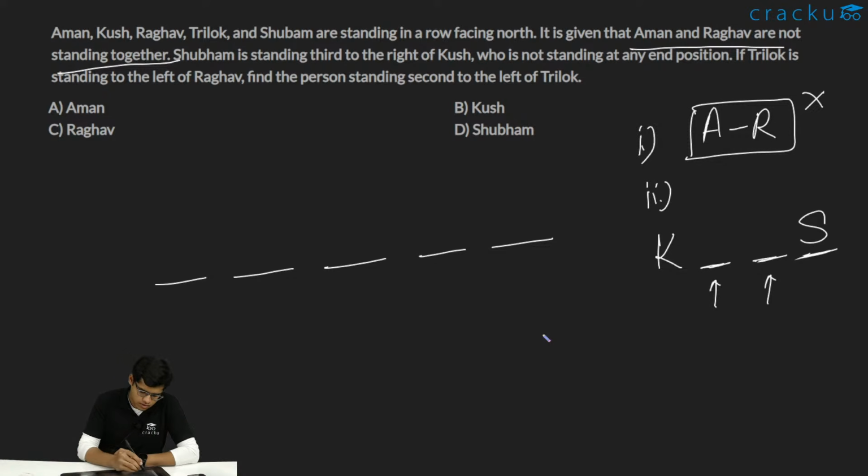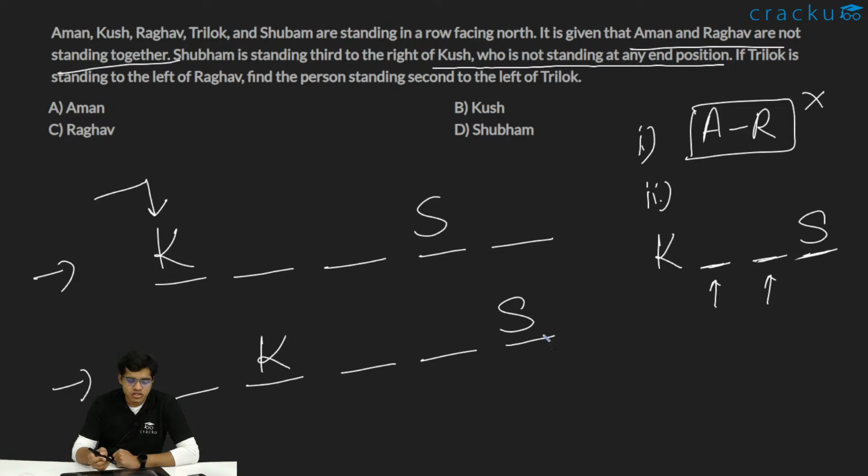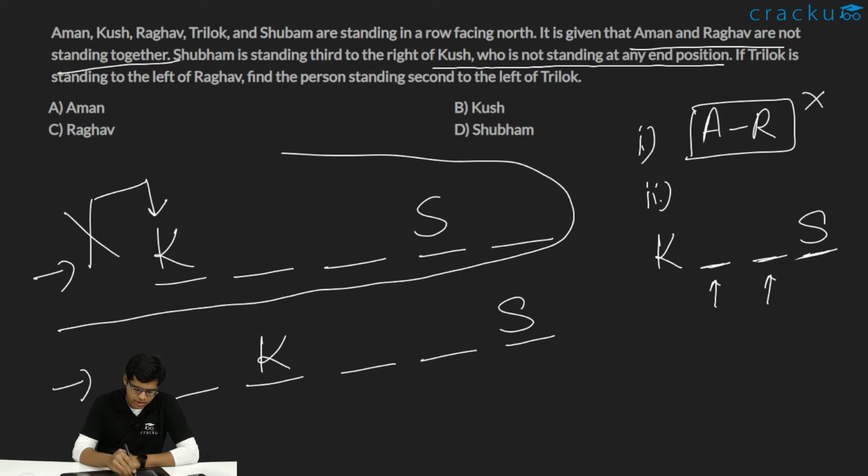Which means either this can happen or this can happen. 3, 4, 5. Right, guys, these are the only 2 possible cases where I can say Shubham is third to the right of Kush. Okay. Now it is also given Kush is not standing at any end position. So in this case, if you guys see, Kush is standing at an end position, right? So this case is obviously rejected, right? This case we can eliminate. This is wrong. So the correct case is this.